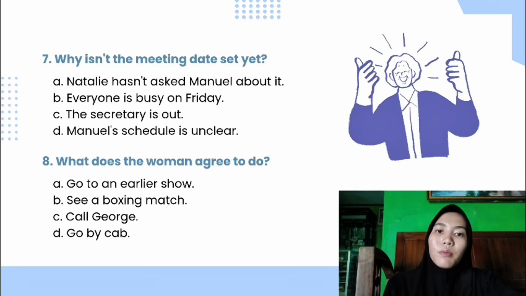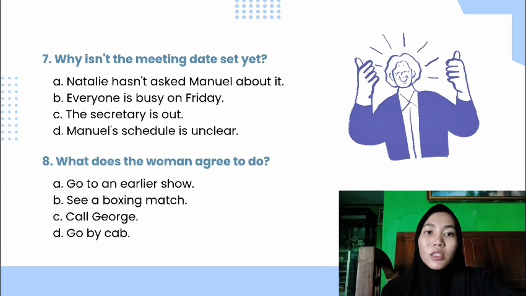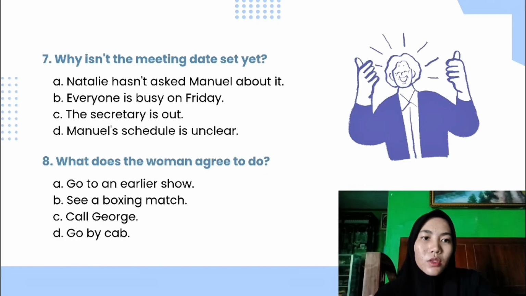And then D. Manuel's schedule is unclear. It's right because Manuel must check with his secretary to set the date. This implies he is not sure about his schedule. So Manuel's schedule is unclear.